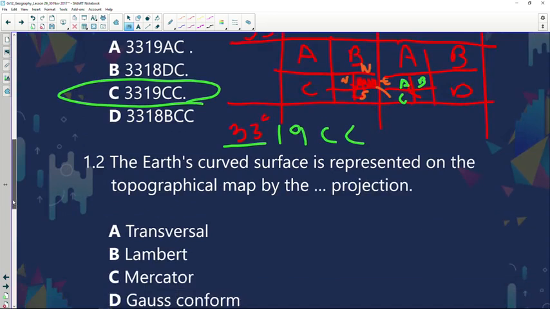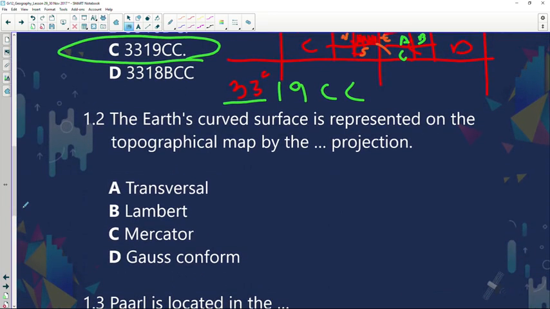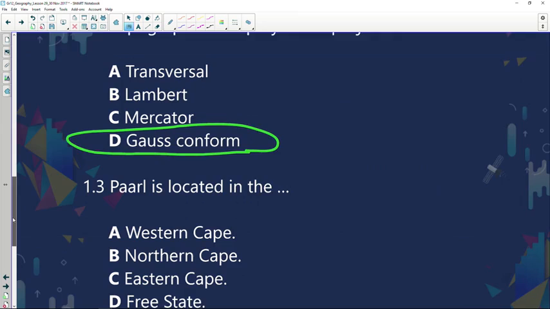In grade 10 and 11, we looked at the different types of map projections, and the Earth's curved surface represented on a topographical map by the Gauss conform projection. That's just a revision question that you've learned in grade 10 and 11.